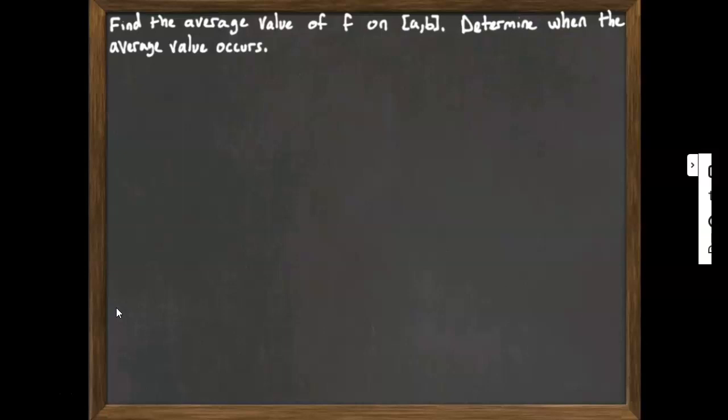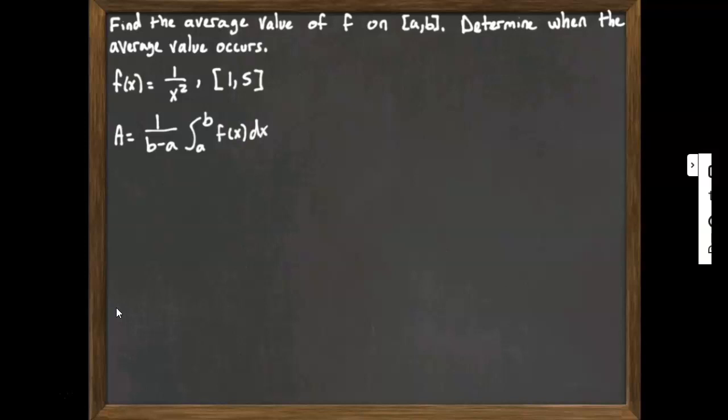So first off, the average value of any function. Our function is f of x equals 1 over x squared. We're looking at the average value between 1 and 5. The average value of any function is just taking 1 over the width of the interval, b minus a, times the integral. And that's the average. It's the calculus equivalent of add everything up, divide by the total. So we're adding all of our rectangles up between a and b, and then dividing by the width of the overall interval.